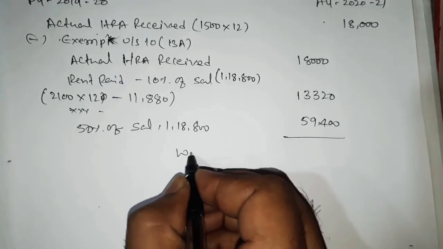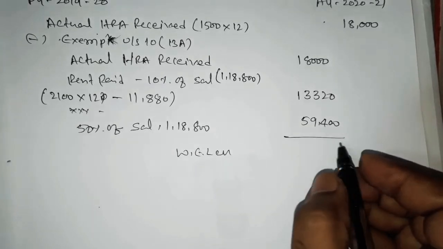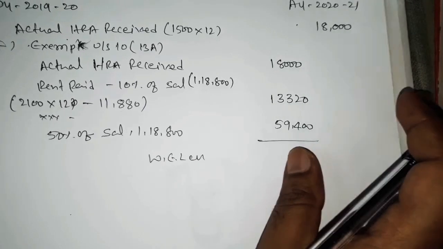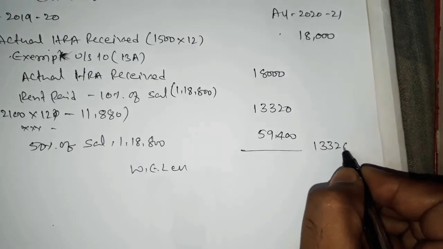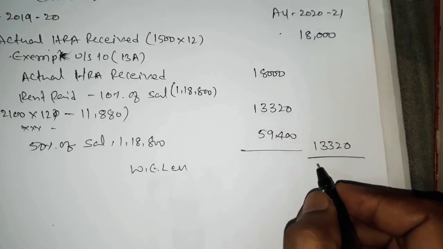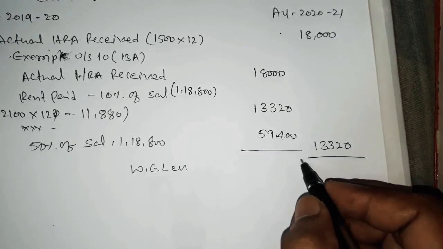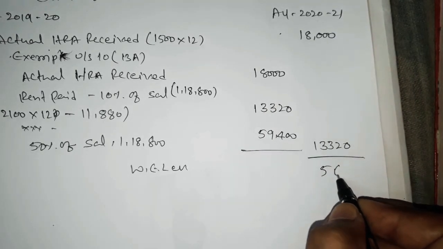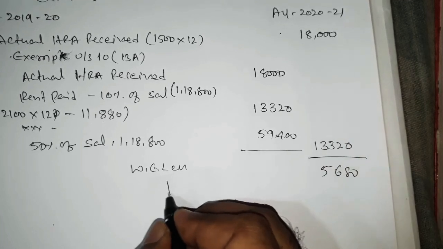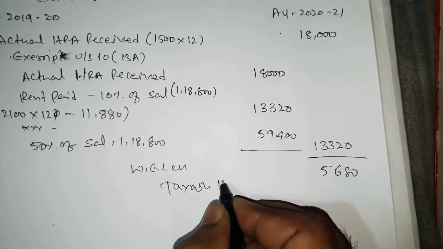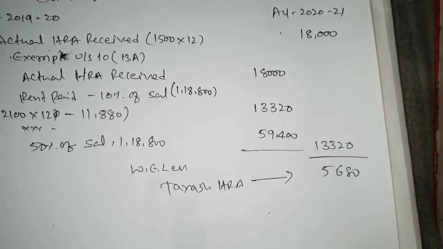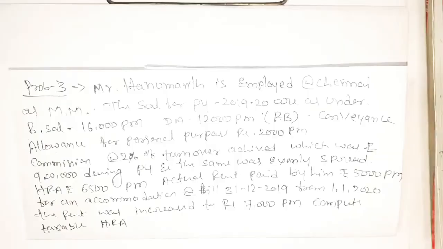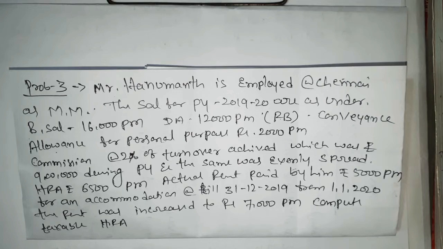Whichever is less, we need to take into consideration. 13,320 is the less. Subtracting it from the actual HRA, we will get the answer of 4,680. This is the taxable HRA. Next and final, there is another one. We will go for that. Here is the third problem.